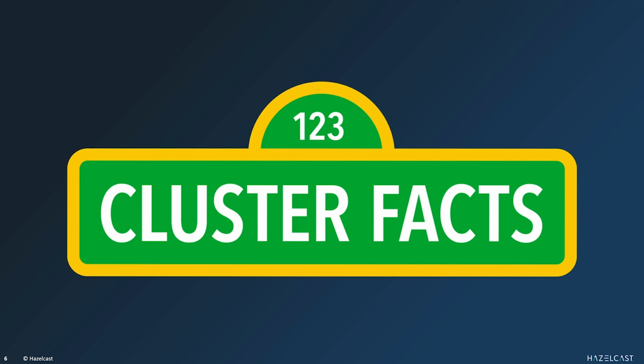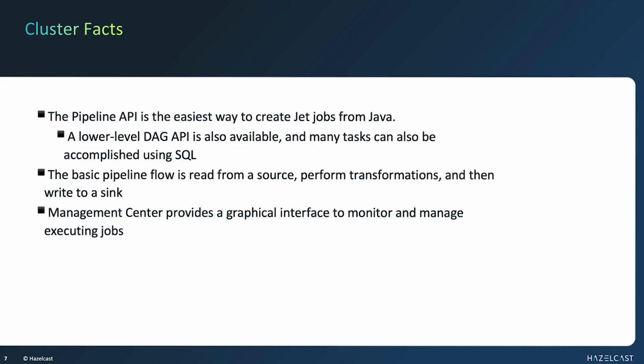But for now, let's quickly recap. We can describe Jet jobs using the pipeline API. Each job begins with a read from stage and ends with one or more write to stages. In between these endpoints, we can add any number of processing stages. They can be sequential, forming a straight through workflow, or they may branch and merge, forming more complex graphs. Management Center gives us the ability to examine the directed acyclic graphs that represent the execution of our pipelines, and we can drill into individual nodes to see the details of the execution.